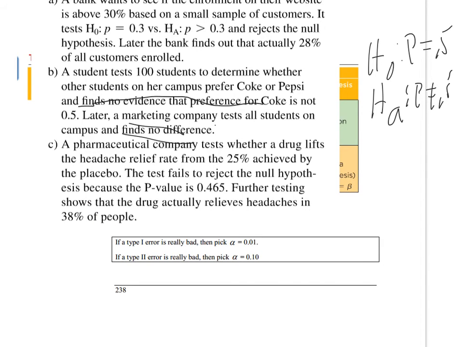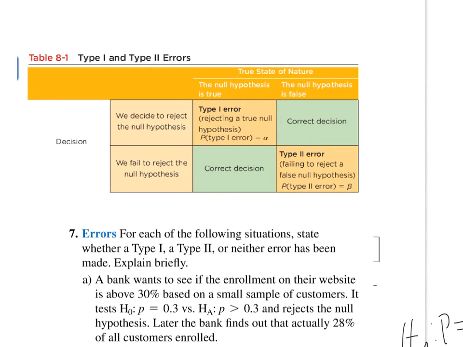So what are we doing here? We know the null hypothesis is false because it does work better than the placebo. But we did not reject the null hypothesis, so this is a type 2 error.